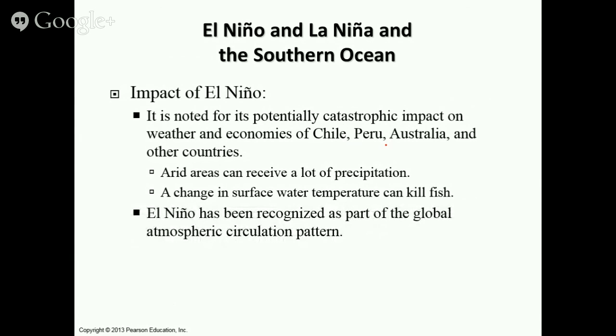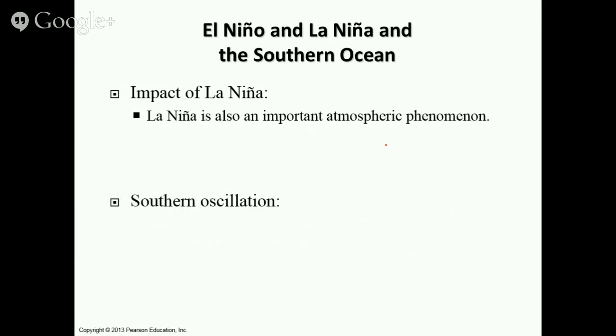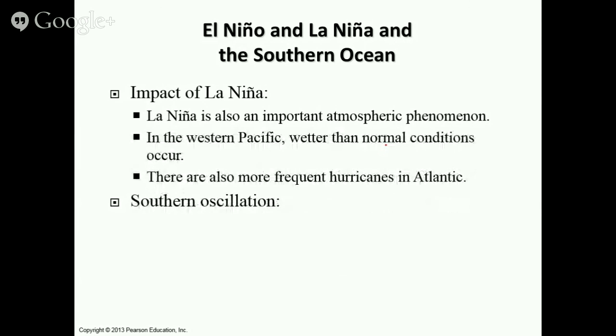El Nino has been recognized as part of the global atmospheric circulation pattern. And when we see La Nina, it's also an important phenomenon as well. It's just not nearly as enhanced, and it kind of goes the opposite direction. So we typically don't have as strong of a correlation to weather related to La Nina, is what we think. So Western Pacific, wetter than normal conditions occur. There can be more frequent hurricanes in the Atlantic. We can see that development there.